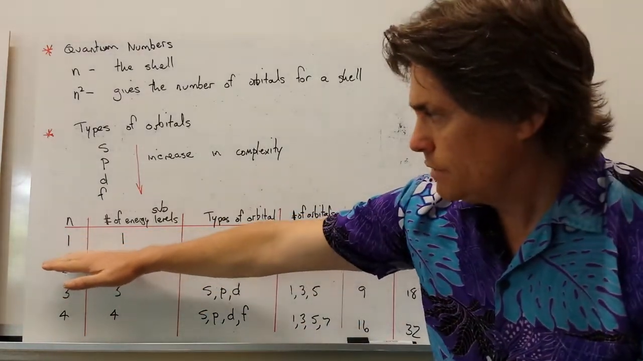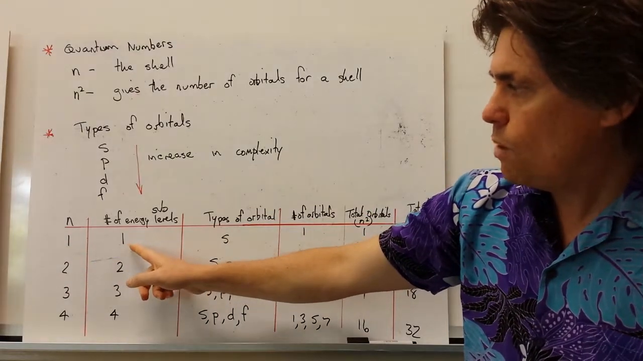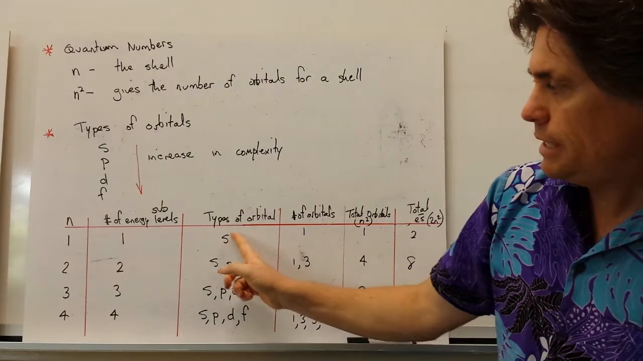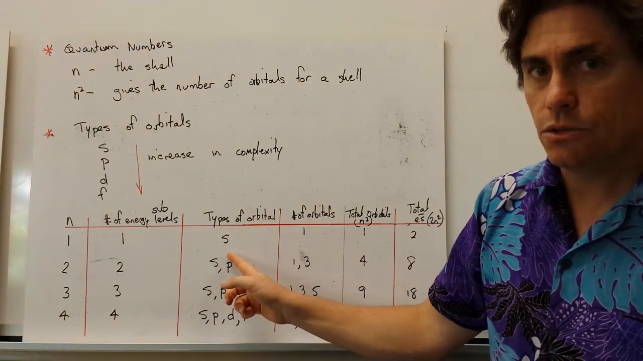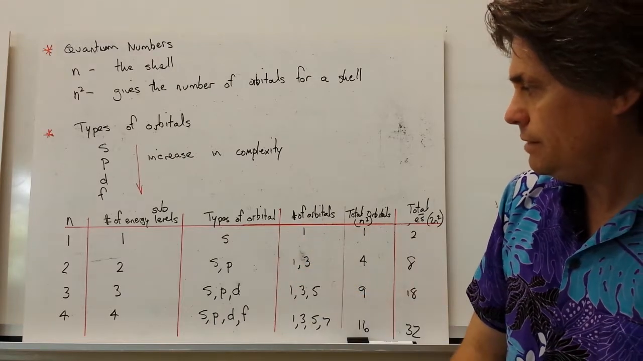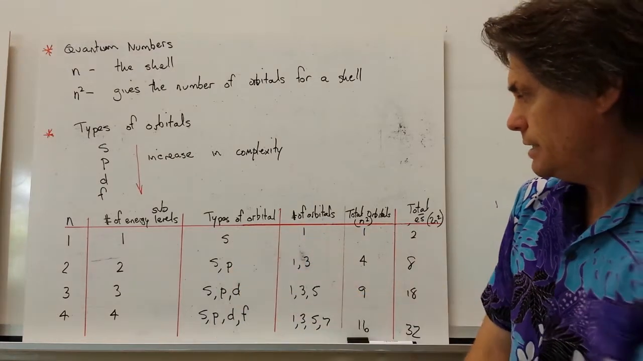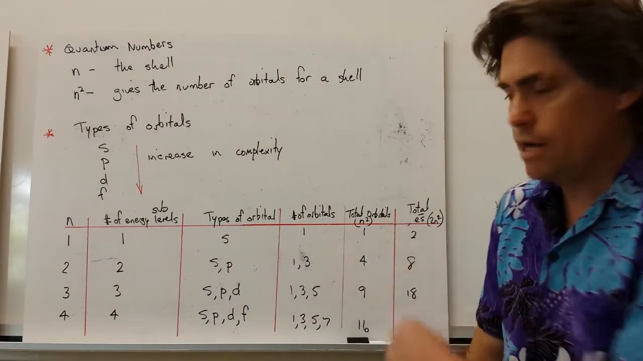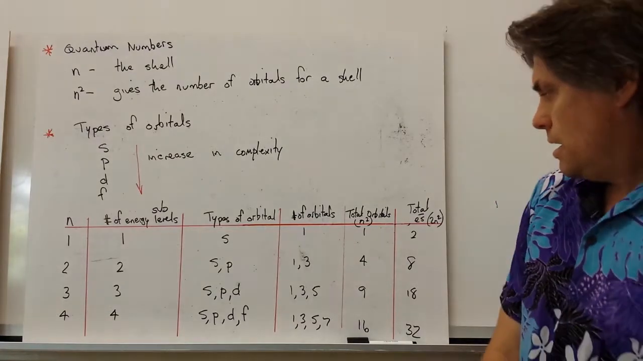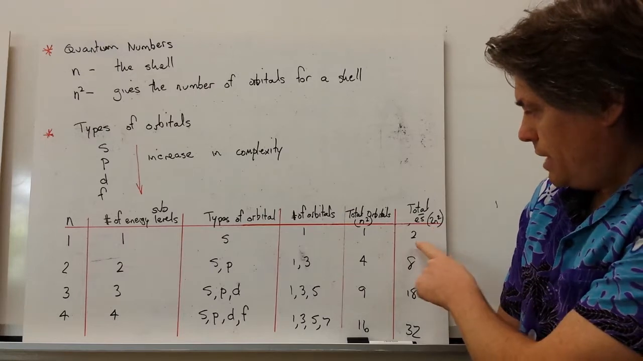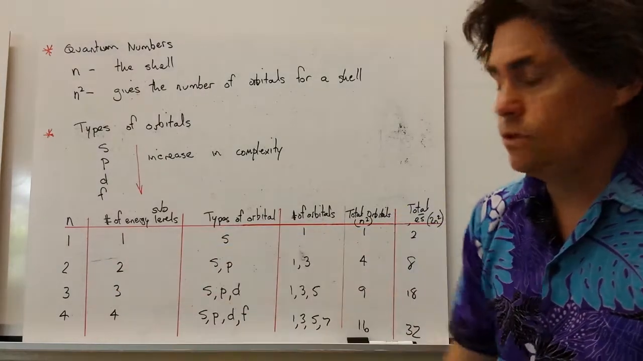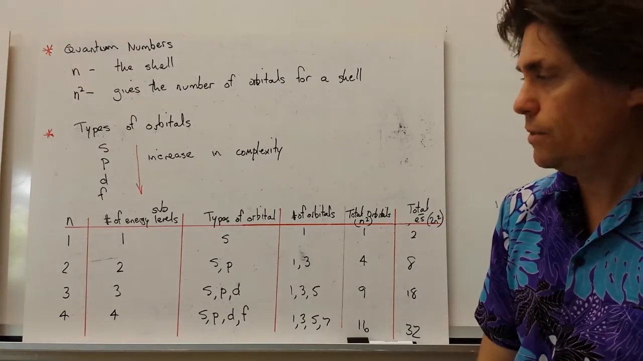So for energy level number 1, we can have one type of sub-level or orbital, and this particular type of orbital will be an s orbital. So we have a maximum of one orbital only from the s, and this gives us a total of one orbital. n squared is 1. If we do our 2n squared, it gives us a maximum number of electrons for the first energy level of 2.